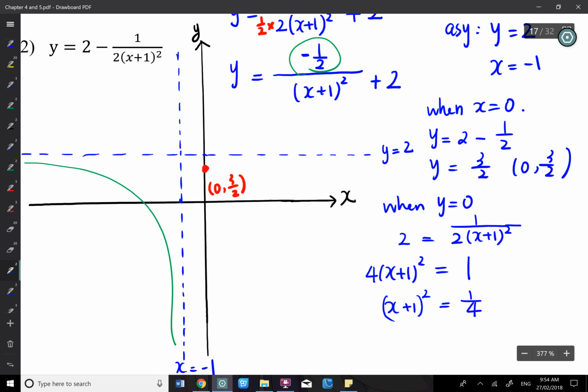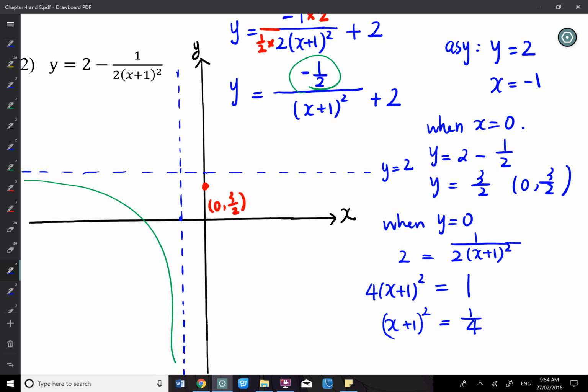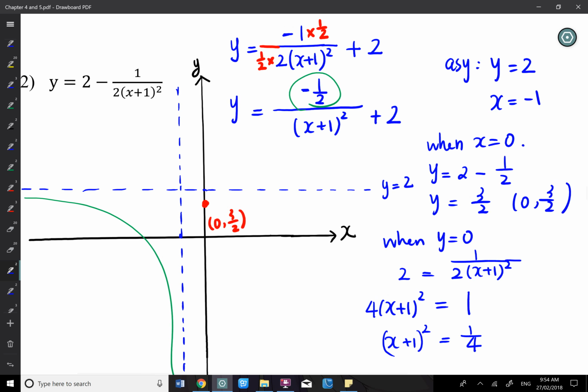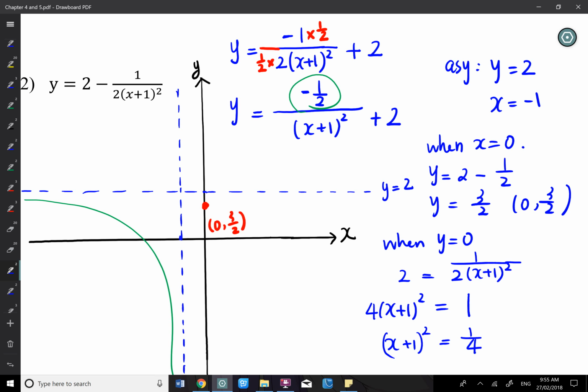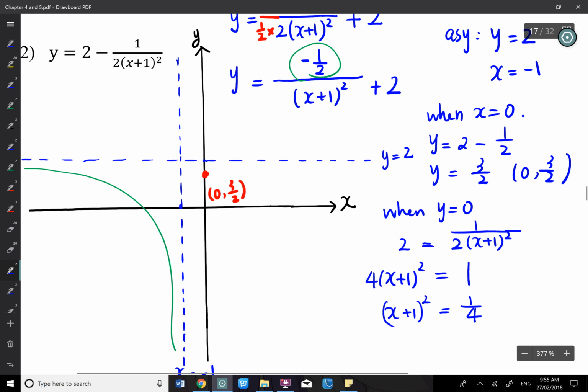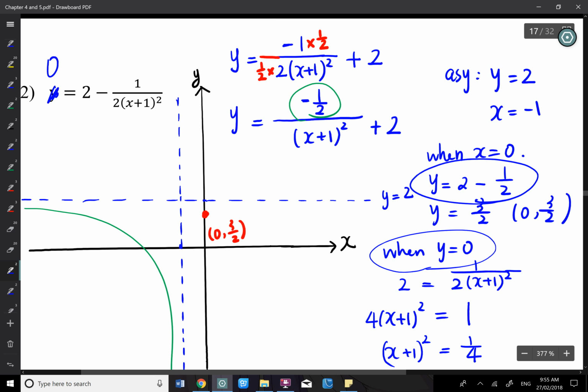Yes. Where's the... Which one should be minus 2? No? Which part are you talking about? Yes? Where? Which line? This line? Or when y equals 0? That's equal to 0, right?